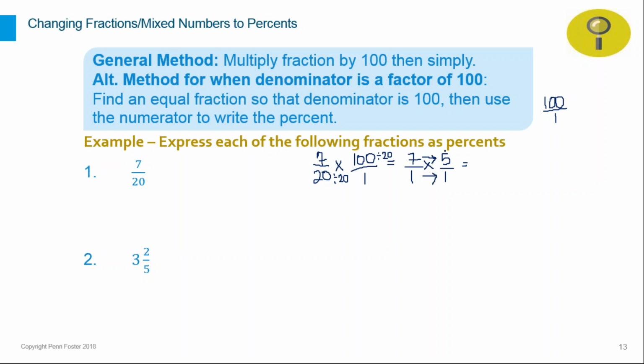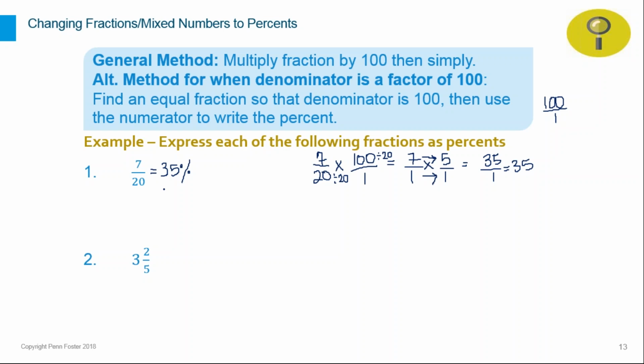7 times 5 is 35, over 1, which is 35. Then the percent form of 7 over 20 is 35%.